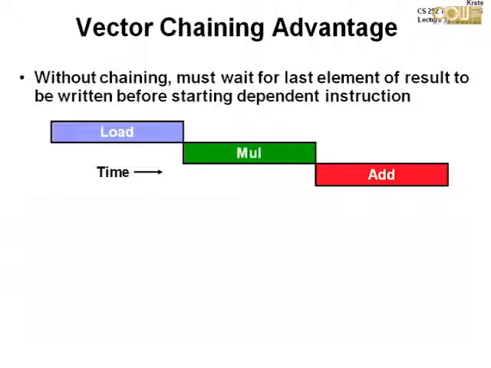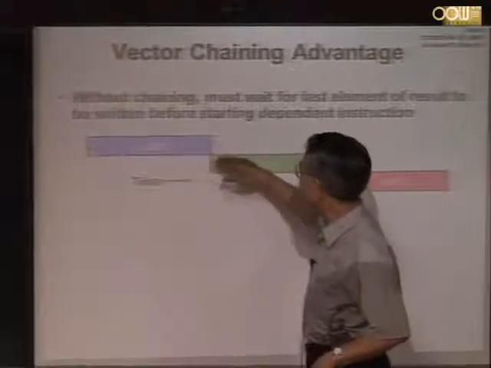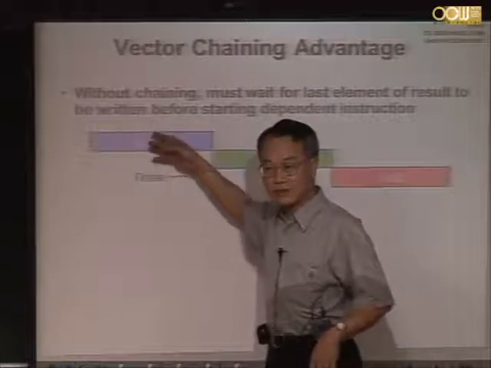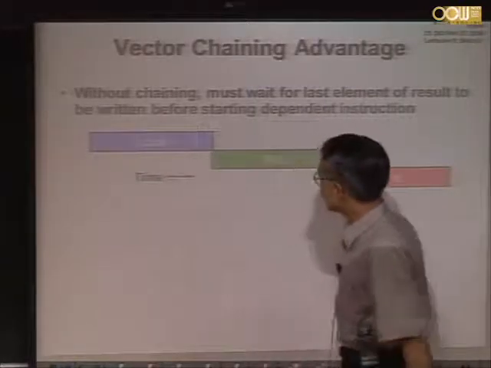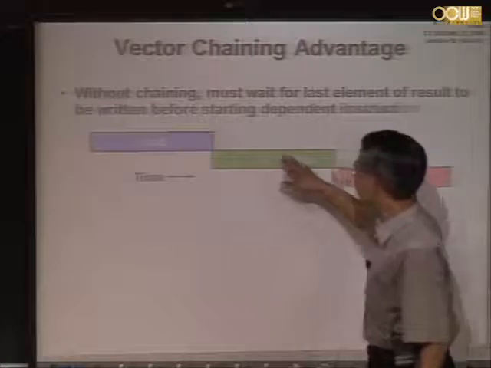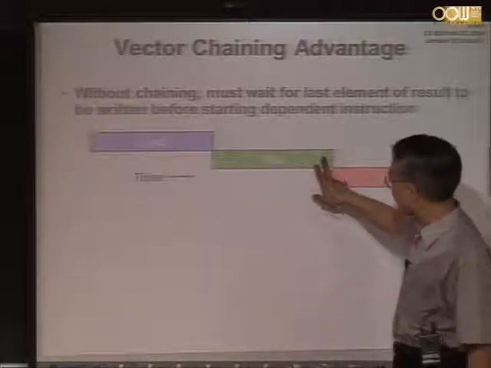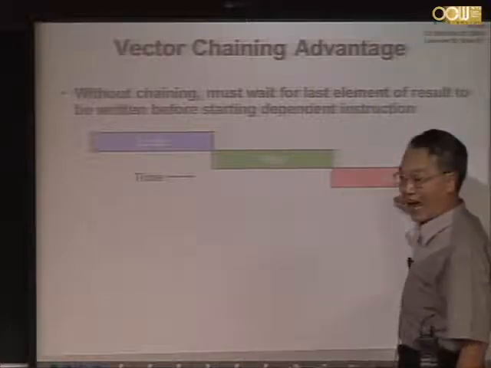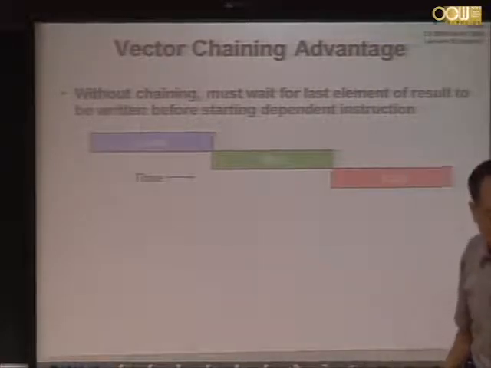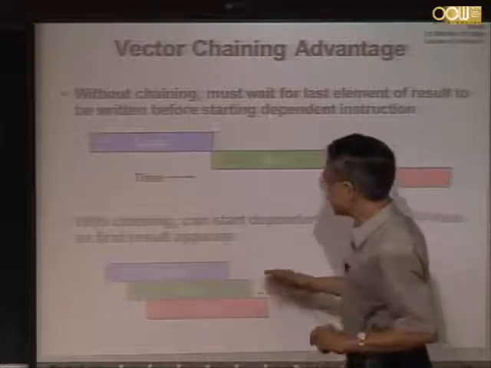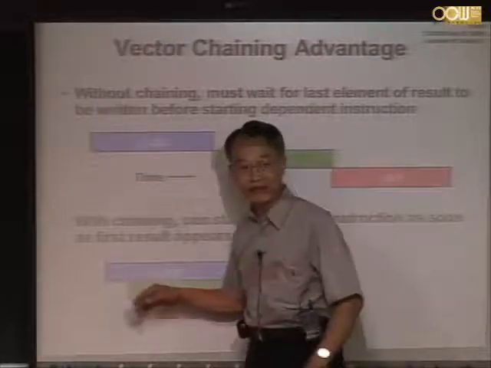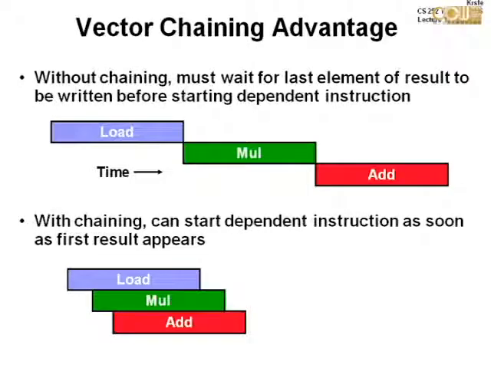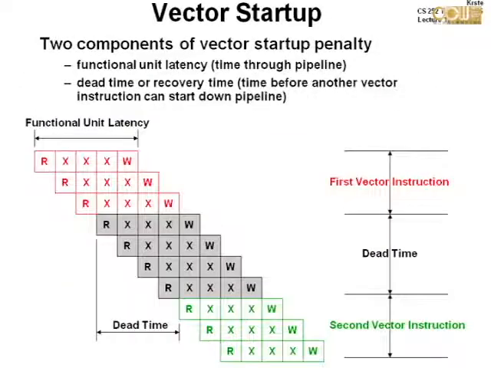So without vector chaining, we do this. Load all vector register elements in before we start the multiplication, and multiply all the vector elements before we start vector add. With chaining, the latency could be greatly shortened without affecting the correctness of the result. We've seen this last week.